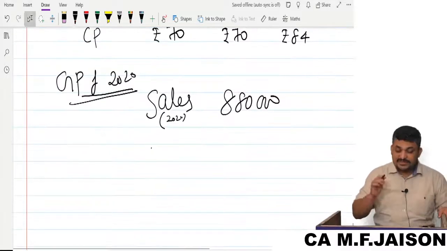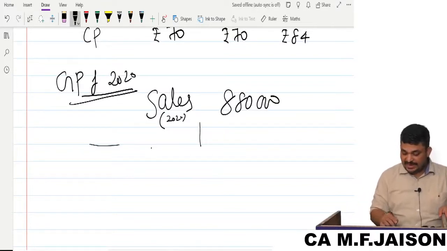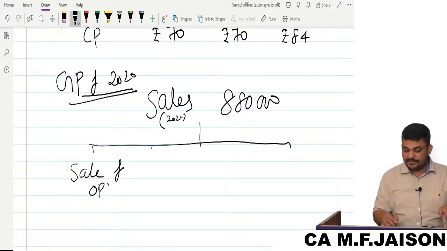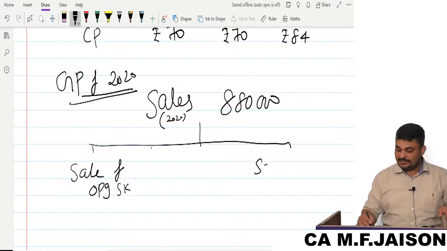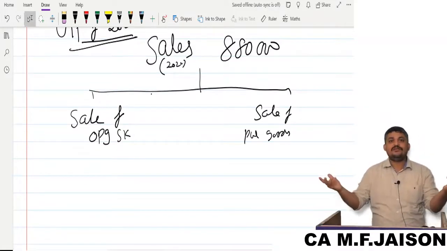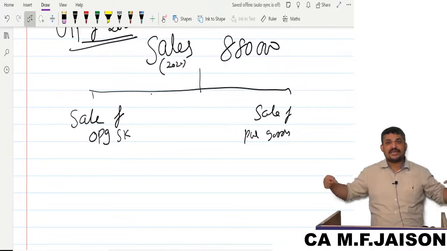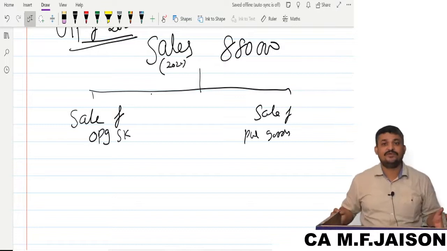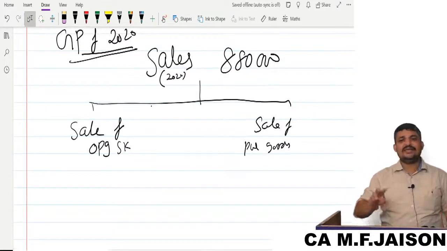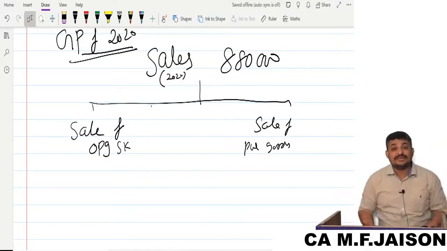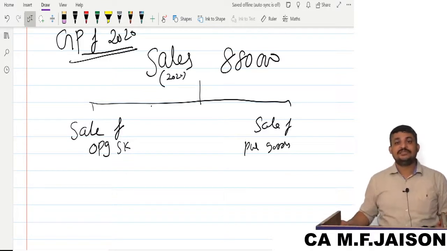8,80,000. So the first thing I should do now is separate this sales into sale of opening stock and sale of purchased goods. Accordingly, I can bifurcate the sales into two. Then the respective margin will be applied on the respective sales. I hope you are following. In the 8,80,000, a single margin you can't apply, and it should be split into sale of opening stock and sale of purchased goods.